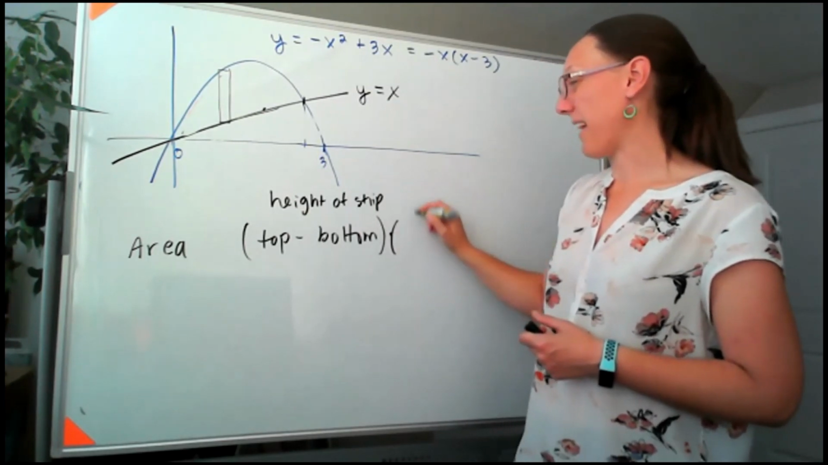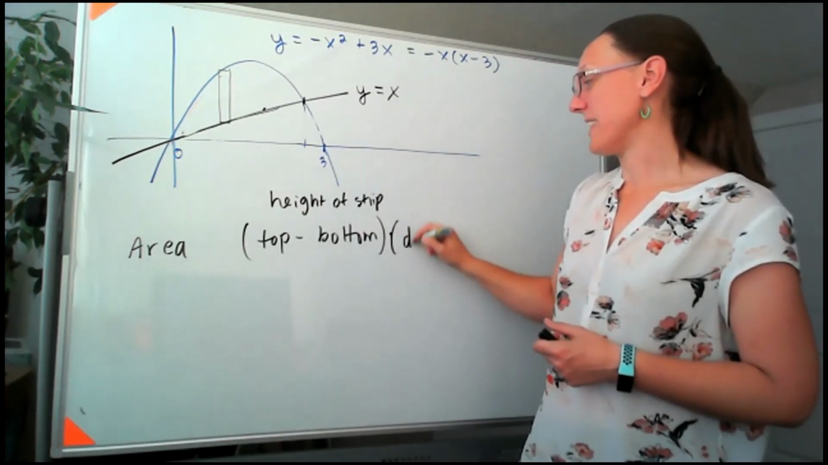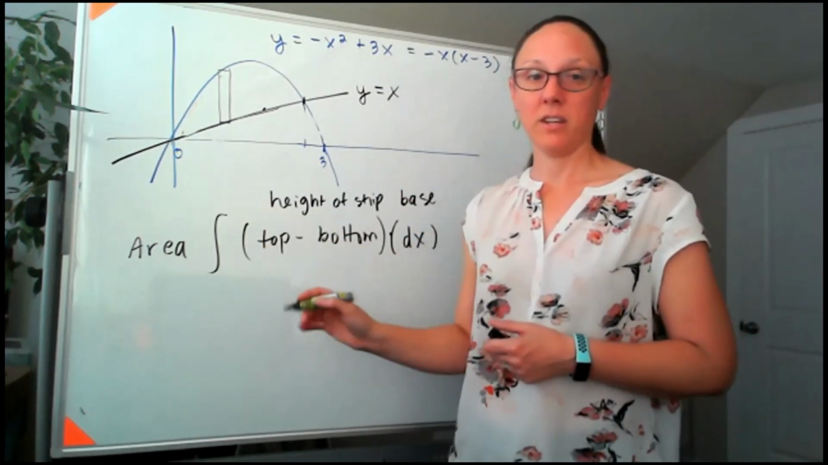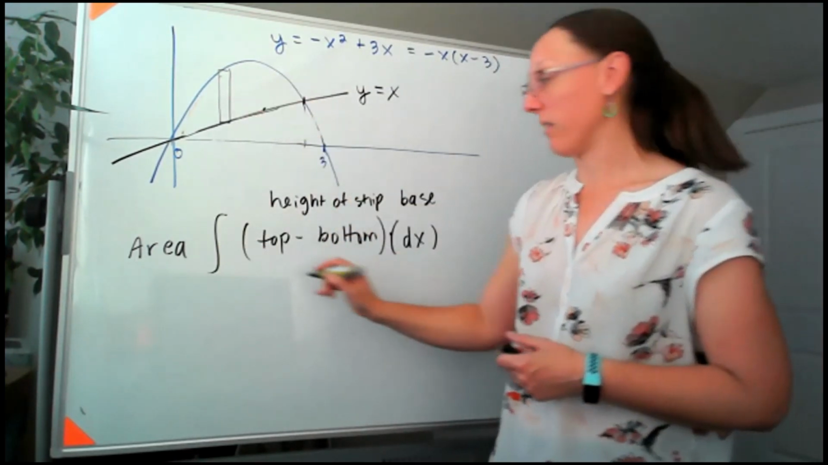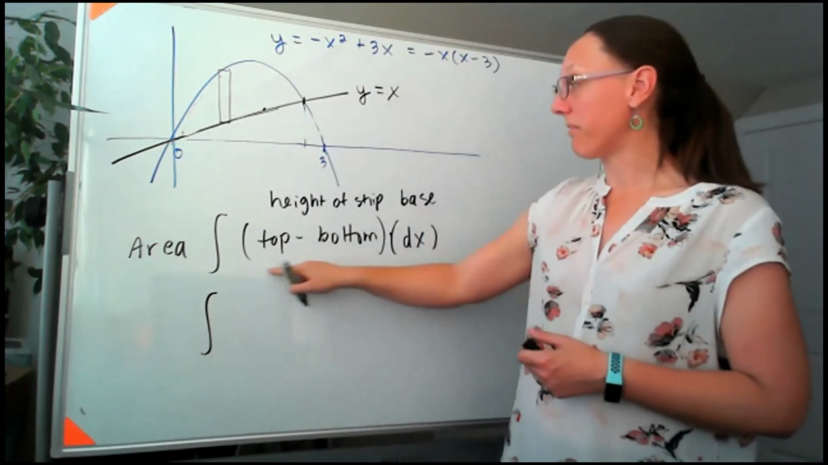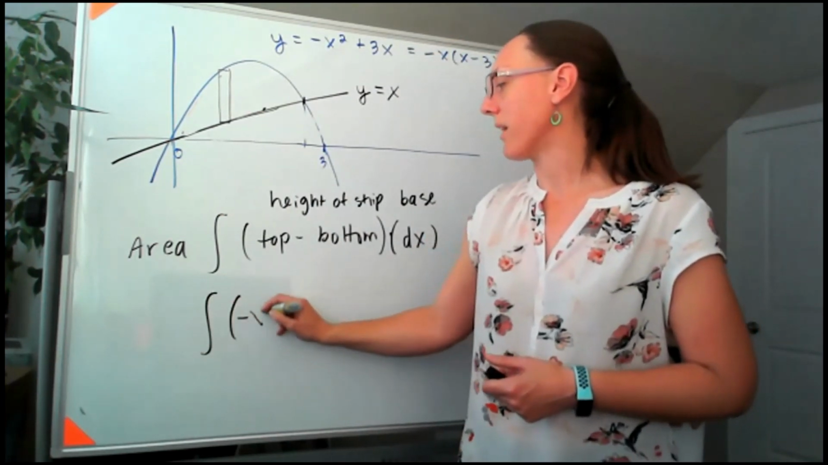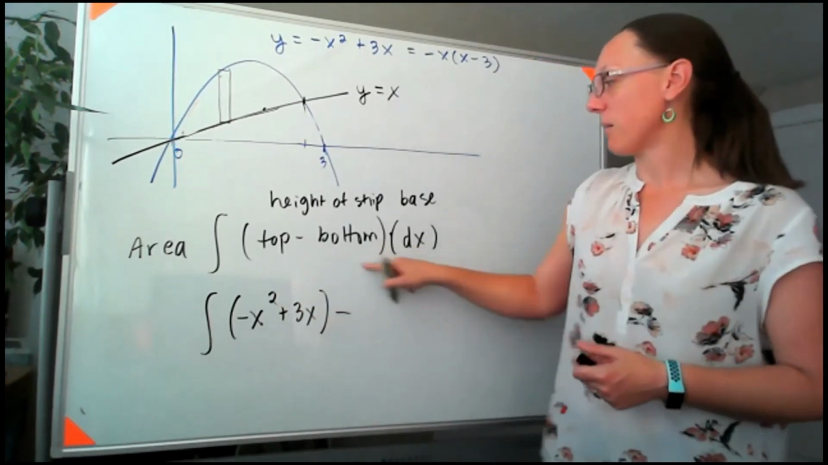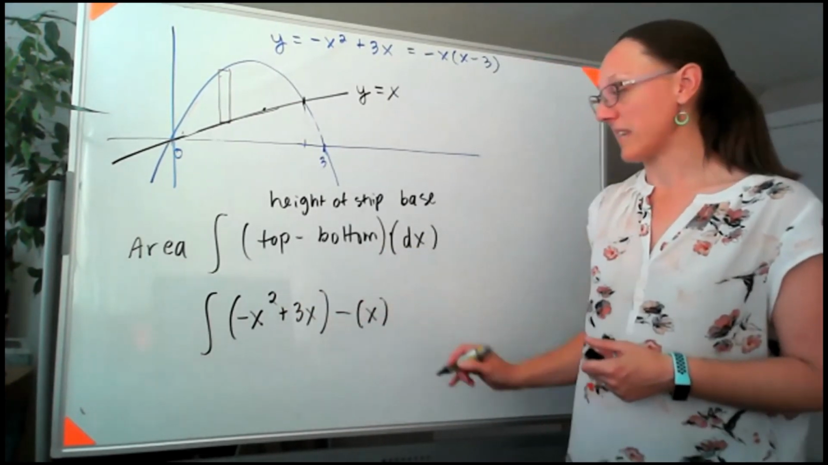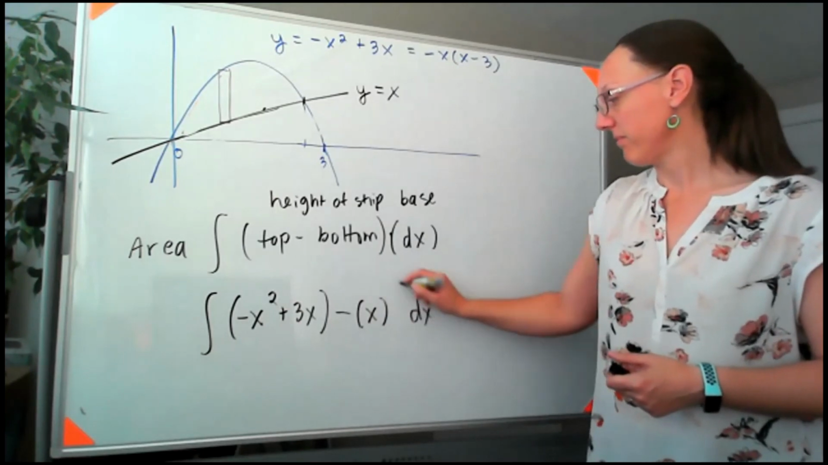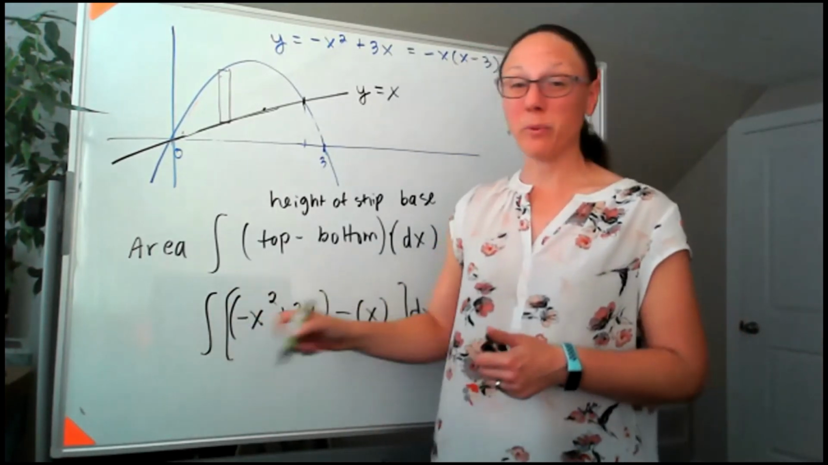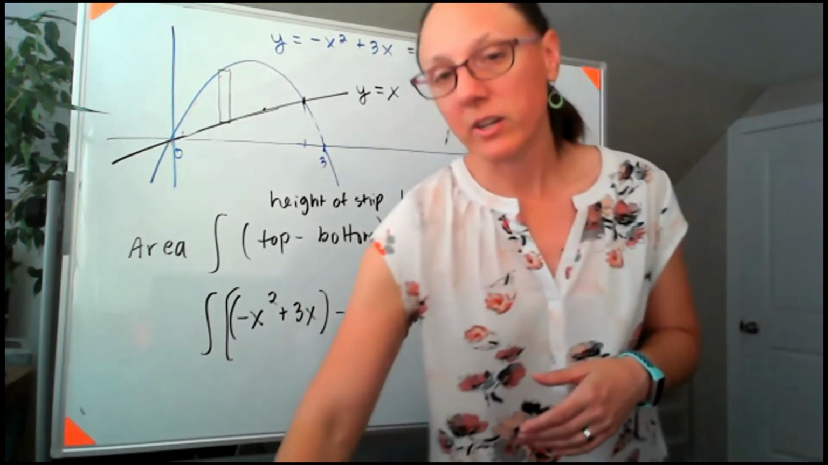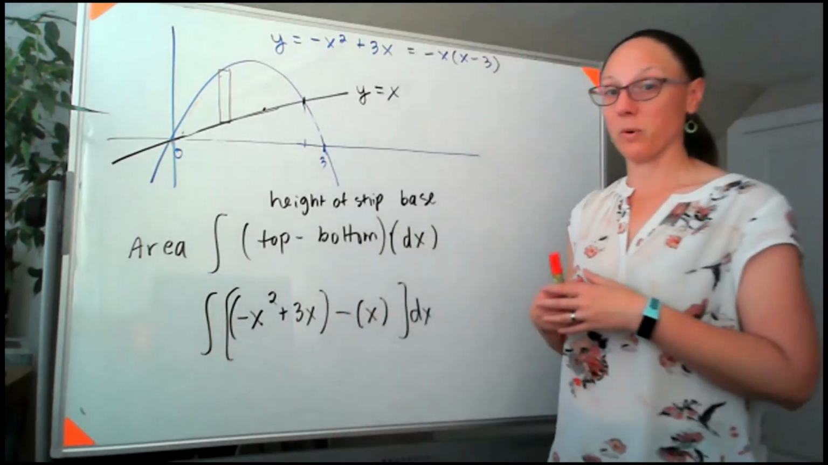And then I'd multiply that by our dx, or the base. So for this particular thing, I'd be looking at my top function, which is that parabola, negative x squared plus 3x, minus my bottom function, which was x. And then we would just have to figure out those limits of integration. And those limits of integration are going to happen at the intersection points.